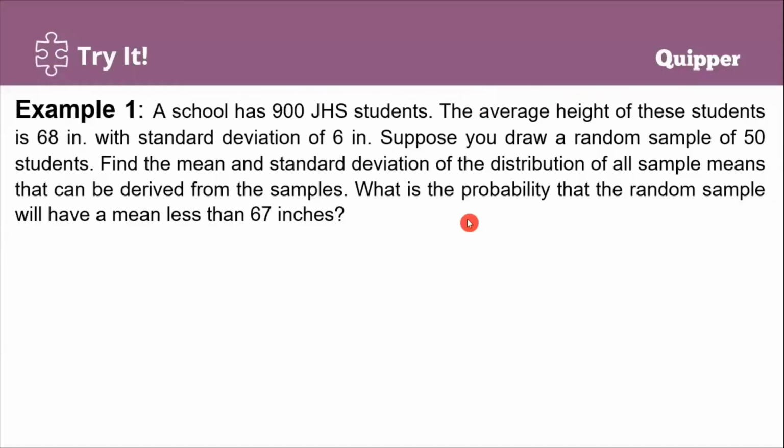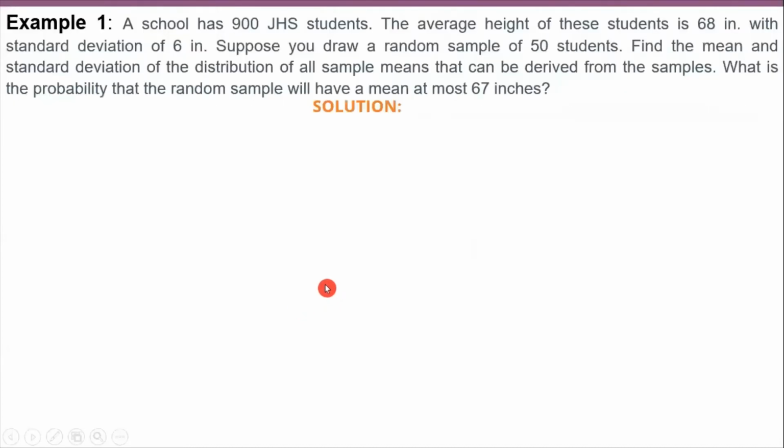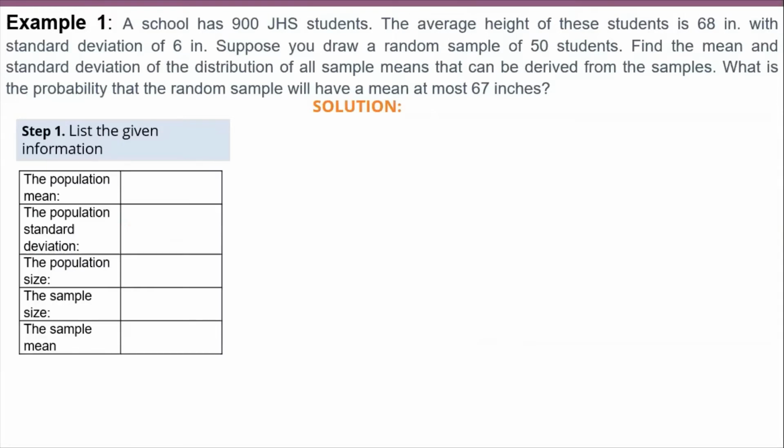I hope you mastered the topics on parameter and statistic because that is important as we classify numerical values with its corresponding description. So here's now the solution. First step is to list down the given information. So the population mean here is 68 inches because this is the average height of all the junior high school students. The population standard deviation is 6 inches.